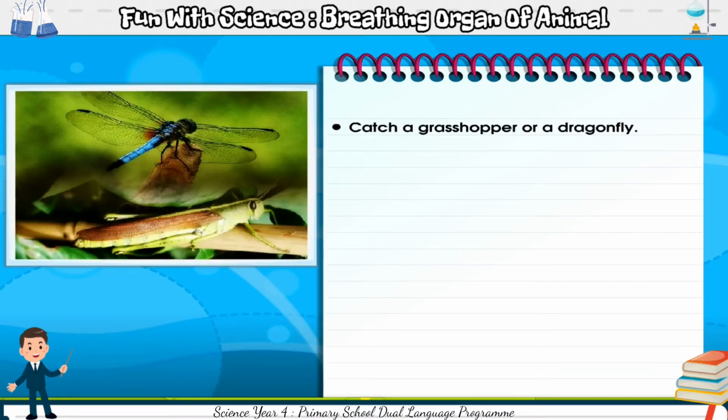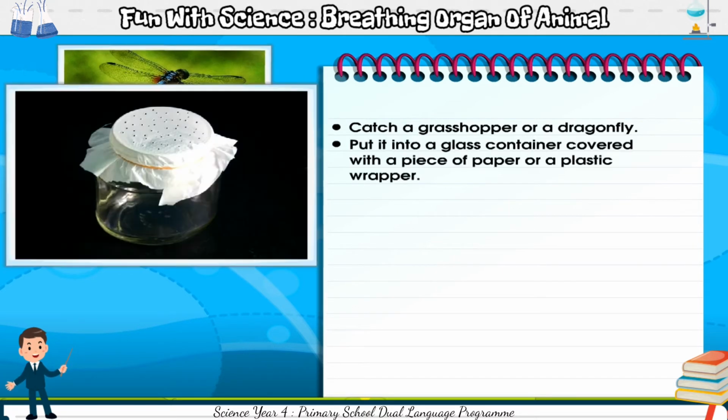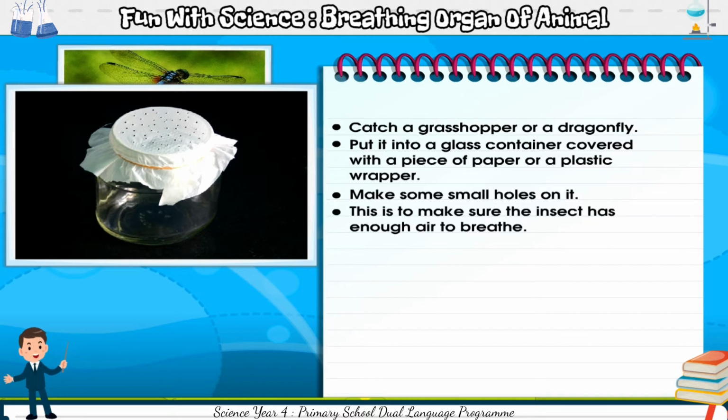Catch a grasshopper or a dragonfly. Put it into a glass container covered with a piece of paper or a plastic wrapper. Make some small holes on it. This is to make sure the insect has enough air to breathe.